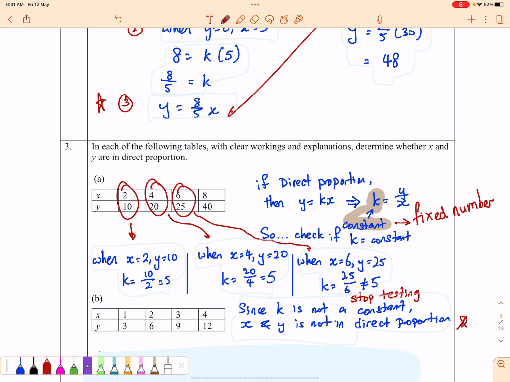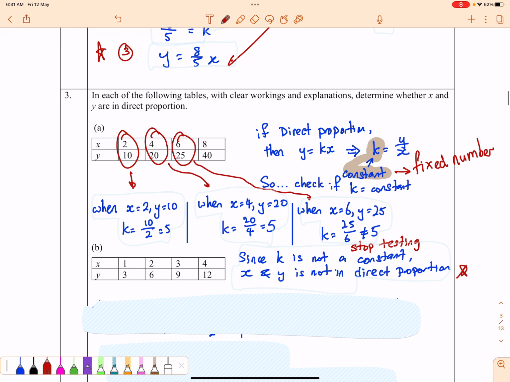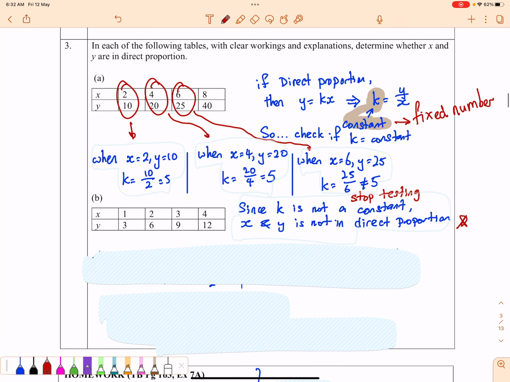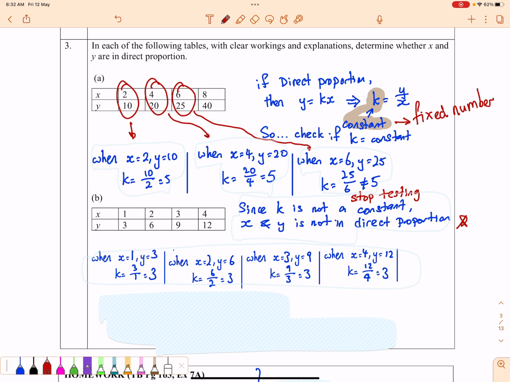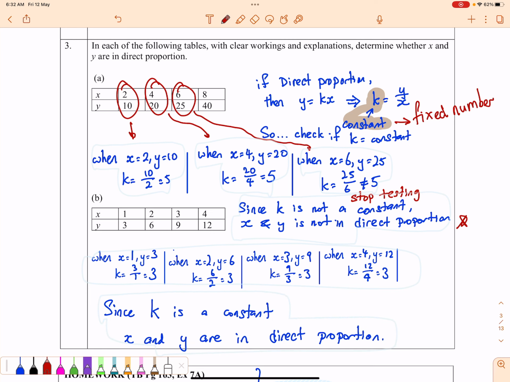If k is not a constant, then we say that x and y is not in direct proportion. That's the answer. Okay, so with this understanding, can you, teacher, please pause the video and you try out on yourself. Okay, now let's check the answer. Checking the four values of k seems to be the same value, equals to 3, right? So we say that since k is a constant, x and y is in direct proportion.